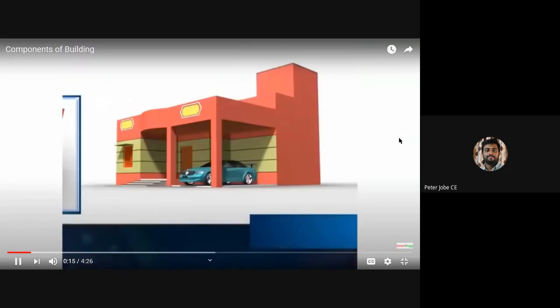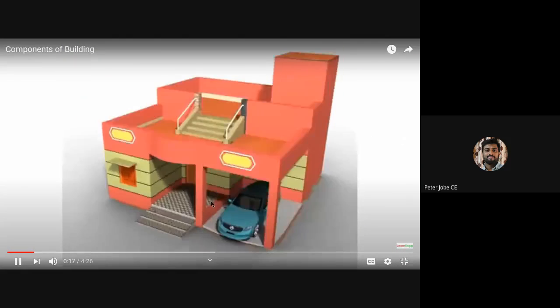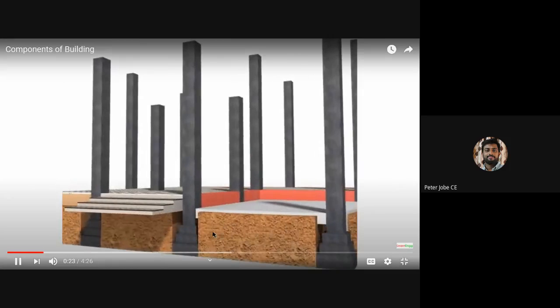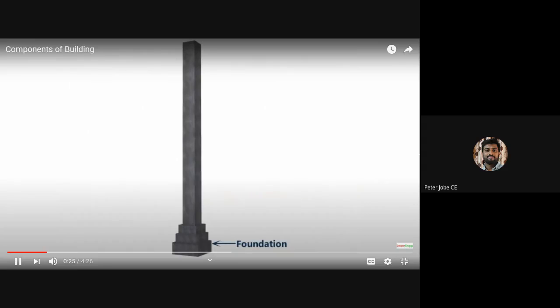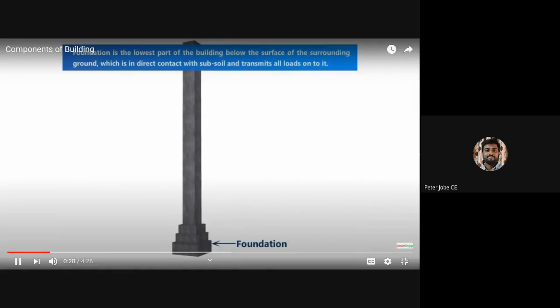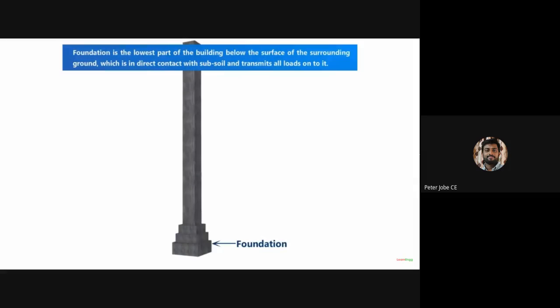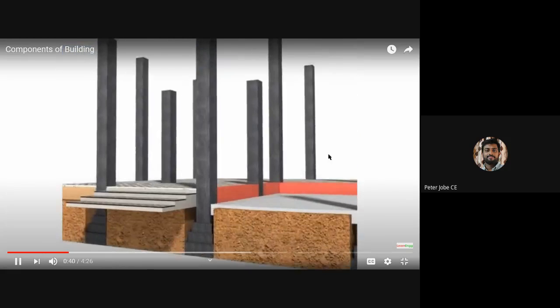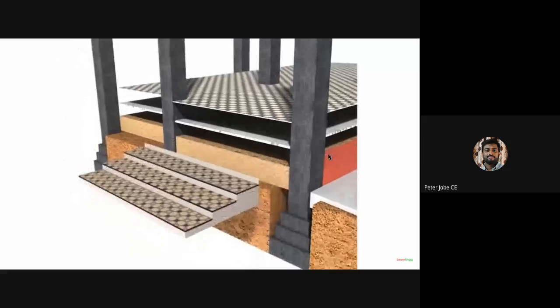So these are the components of a building, where they will explain each component from the foundation. You can see this is the foundation. Foundation is the lowest part of the building below the surface of the surrounding ground. It is in direct contact with the subsoil and transmits all loads onto it. And above that, each part is explained.